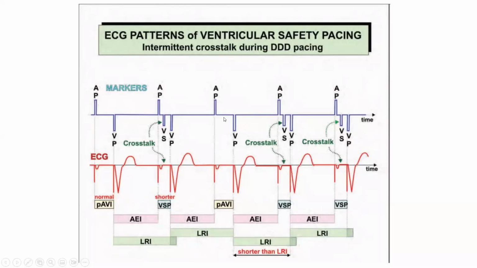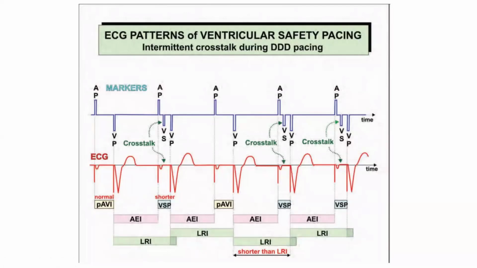Here I have A paced, V paced, no problem. Here again, I have A paced and V sensed, and this is crosstalk because there is nothing on the ECG, and the pacemaker ends it with a shorter AV delay at the end of this period. And you can see this on the ECG and tracing like very short spikes following each other.